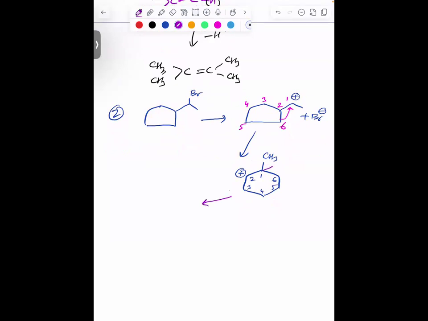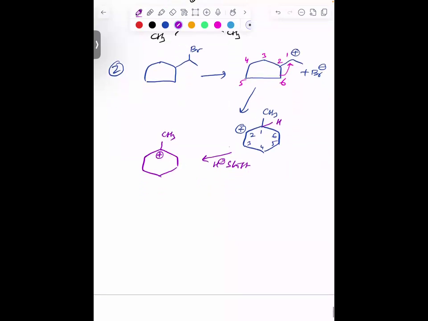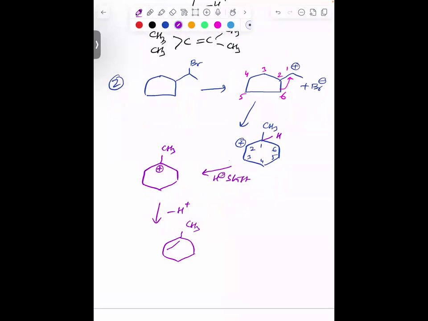That is a hydride shift. In the hydride shift, after this, hydrogen is released. This is the alkene. Students, quickly note down.